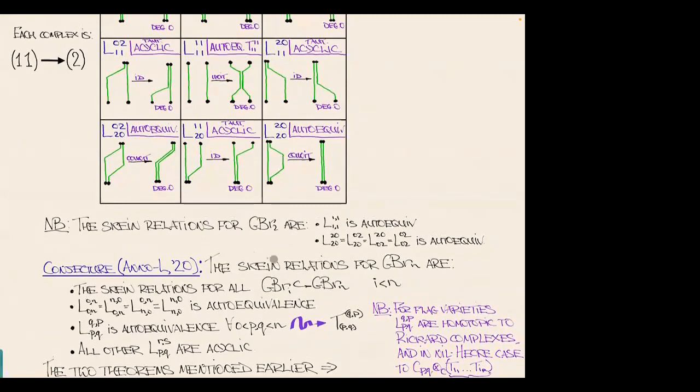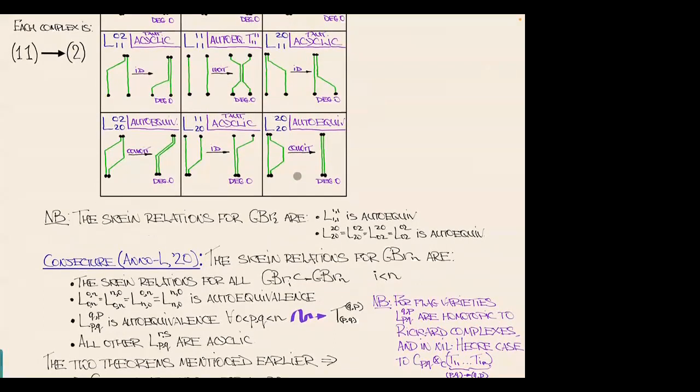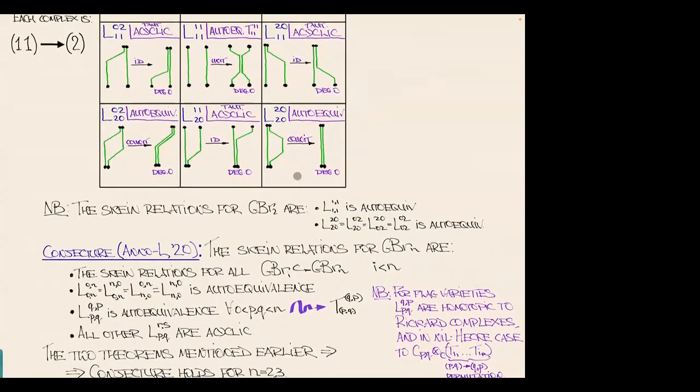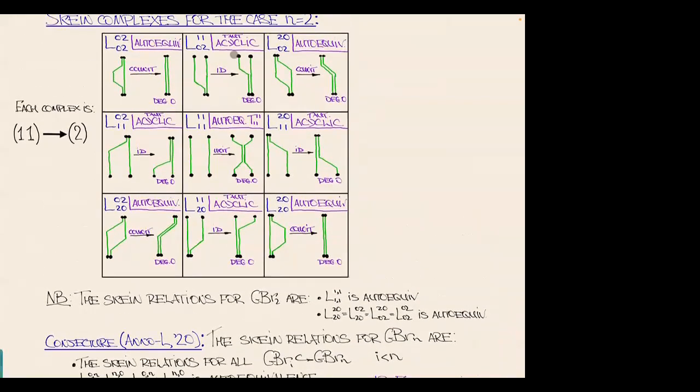So here's our conjecture. The Skein relations for GBRN are all Skein relations for all possible embeddings of GBR of lower index into GBRN. The Skein complexes in the corner have to convolve to an autoequivalence. And on the diagonal, we always have autoequivalences. I will give a bigger example in a second.